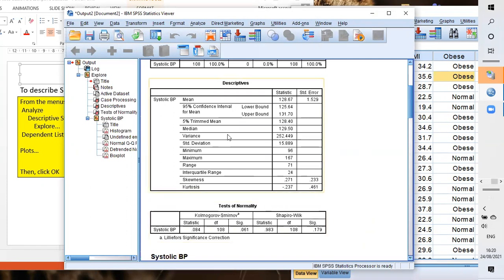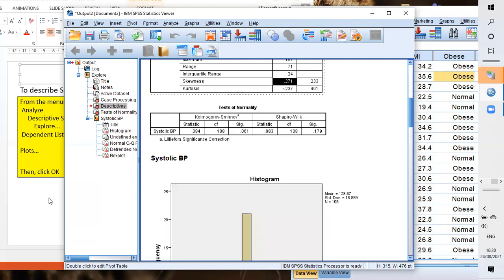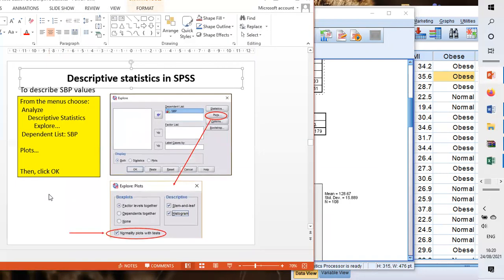So what are we interested in? This table we went through just now, right? We wanted what's the mean? What is the standard deviation? So right, 128.67 plus or minus 15.89. And median, that's the median. What does it mean? Test your skewness. What does it mean? And then test the normality. Okay, look at your notes.